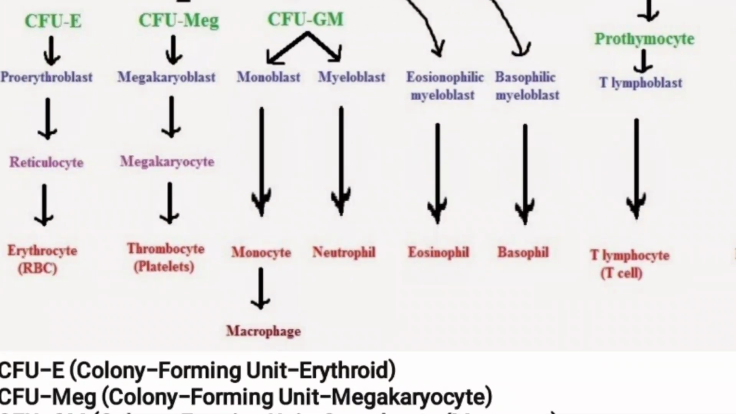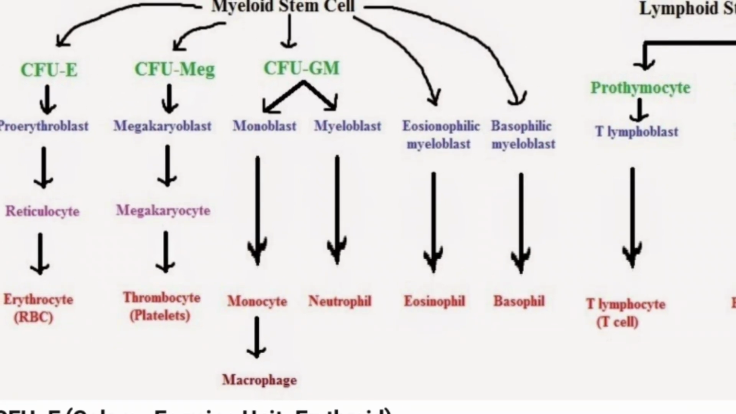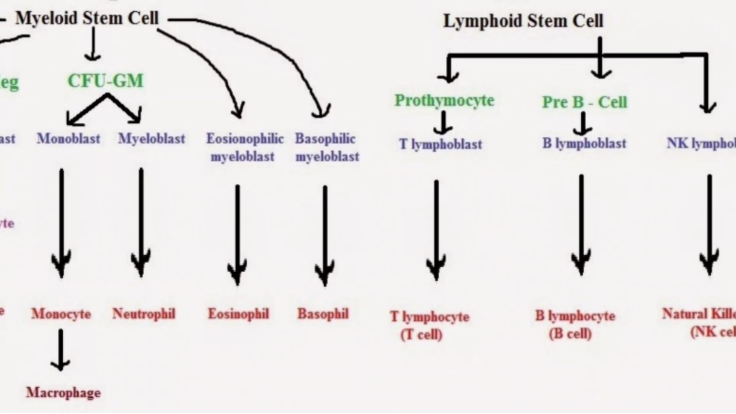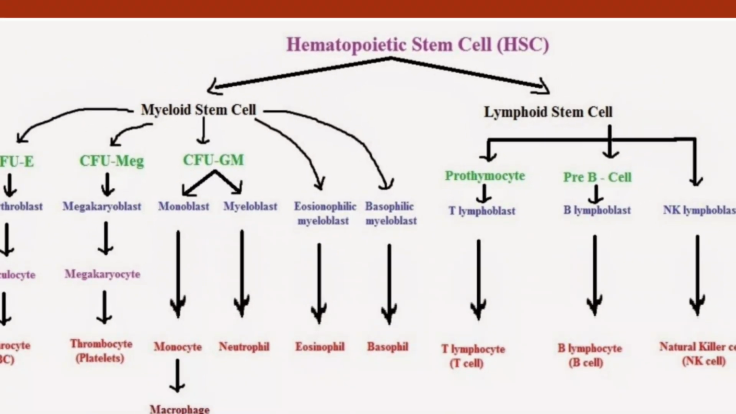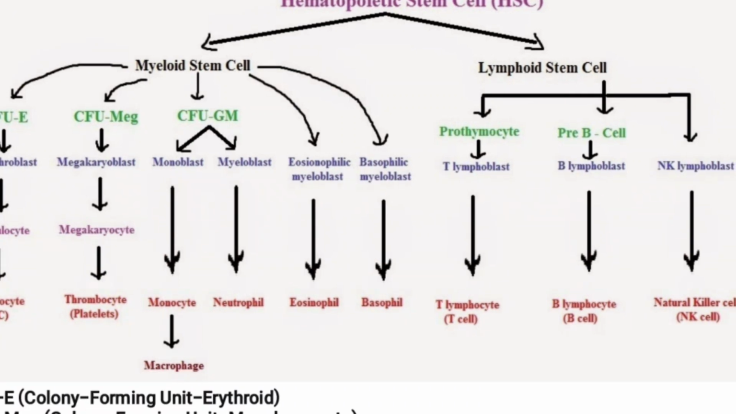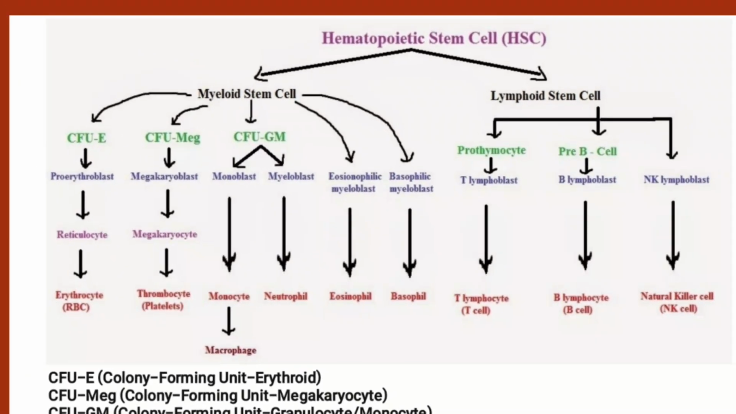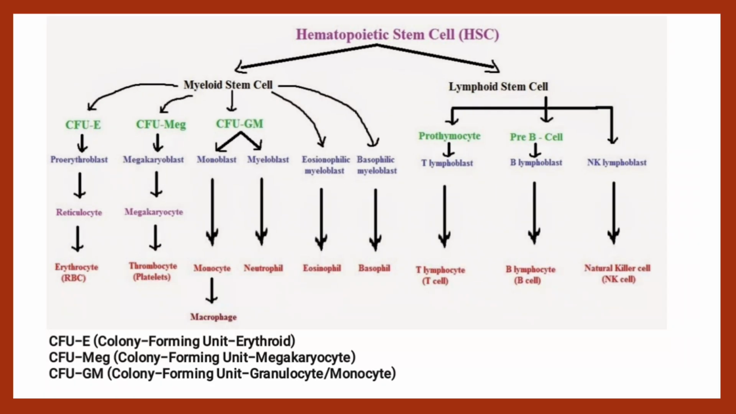types of blood cells like erythrocytes, thrombocytes, monocytes, neutrophils, eosinophils, basophils, T lymphocytes, B lymphocytes, and natural killer cells. So myeloid cells are responsible for forming especially RBCs, platelets, as well as a part of the WBCs, whereas the lymphoid stem cells basically form the lymphocytes, mainly T lymphocytes, B lymphocytes, and natural killer cells. It's a very easy part to understand.